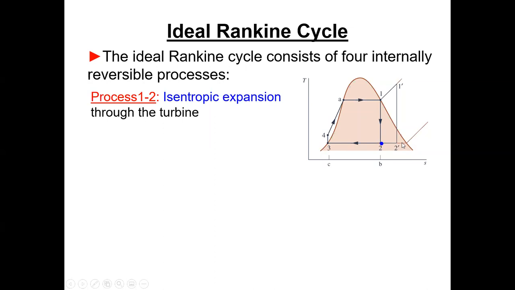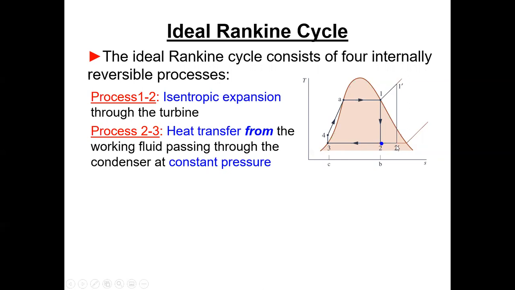The irreversibility involved in the turbine reduces the amount of work that you can get out, but it does help in terms of eliminating moisture, because if we come straight down to 2 prime, I've got more moisture than if I bend over to the right a little bit. I'm getting closer and closer to a quality of 1.